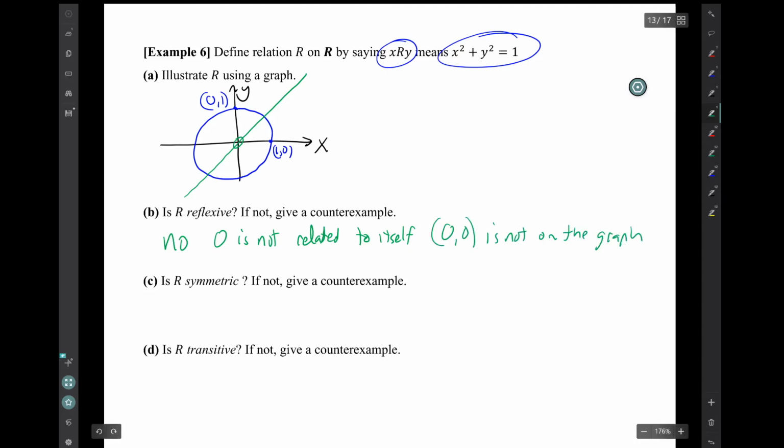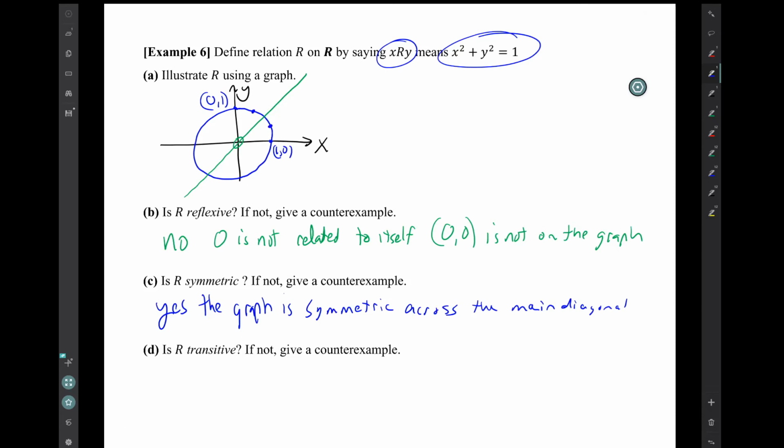Is R symmetric? Yes. We can see it's because the graph is symmetric across the main diagonal. So if I pick a point there that's on the graph, its mirror image across the diagonal is also on the graph.